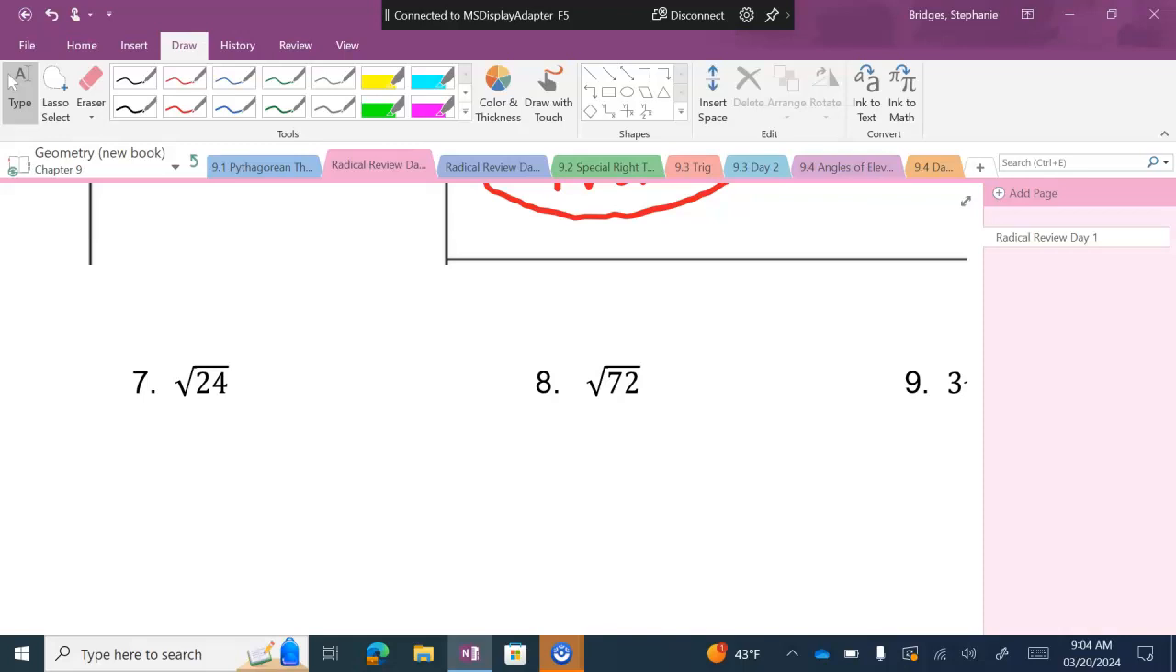All right, 24. Is 24 on my perfect square list? Is 24 here? No. Okay, so that means 24 is not a perfect square. I'm going to start with the number closest to it without going over. Does 16 divide into 24 evenly? No. Does 9 divide into 24 evenly? Does 4 divide into 24 evenly? Okay. So we're going to split this apart. Again, that perfect square goes first. So the square root of 4 times what gives me 24?